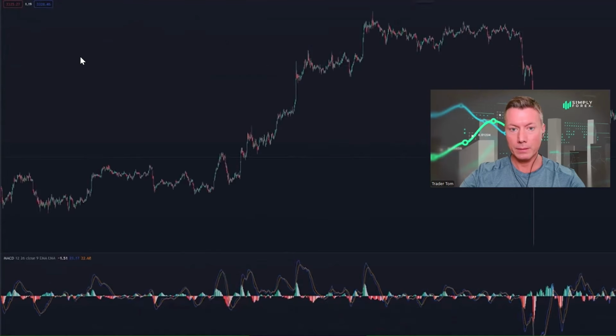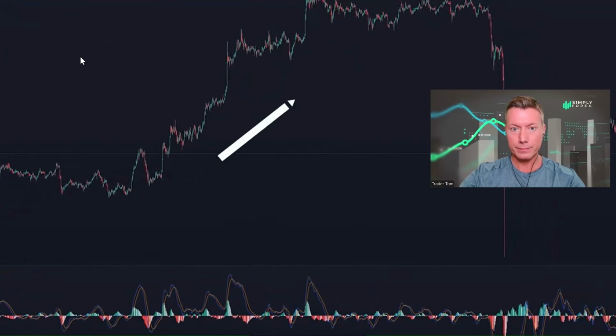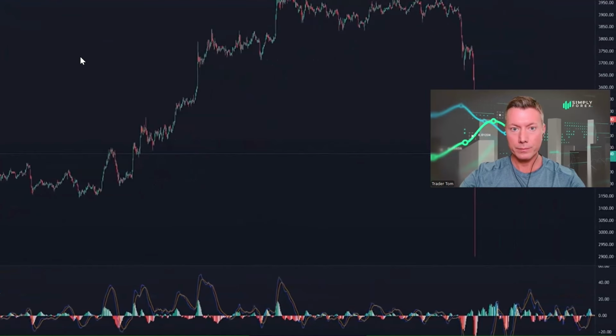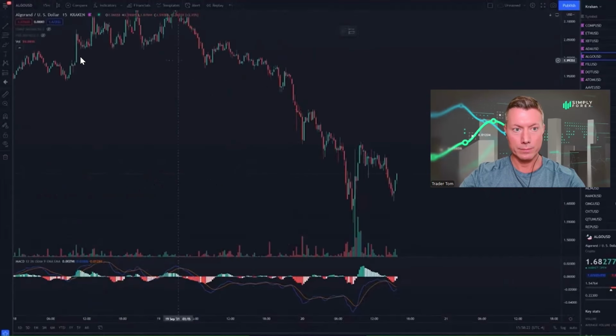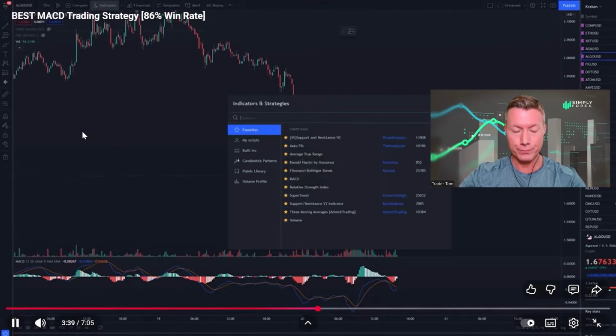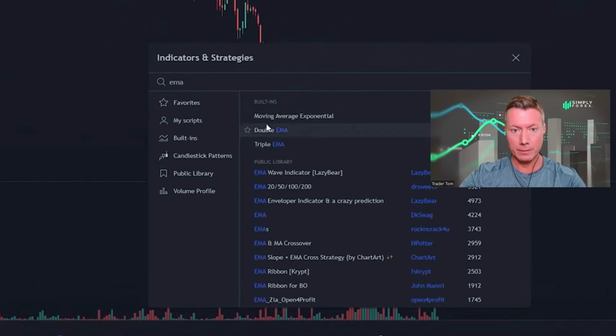A simple fix to this issue, for example, if we're trading long, we only want to trade if the market is in an uptrend. You never want to trade against the trend because the odds will always be against you. So an easy way to figure out if the market is in an uptrend, you simply just need to add a 200-day moving average. To do this, you're going to go to the Indicators tab on TradingView and type in EMA, which stands for Exponential Moving Average or Moving Average Exponential.